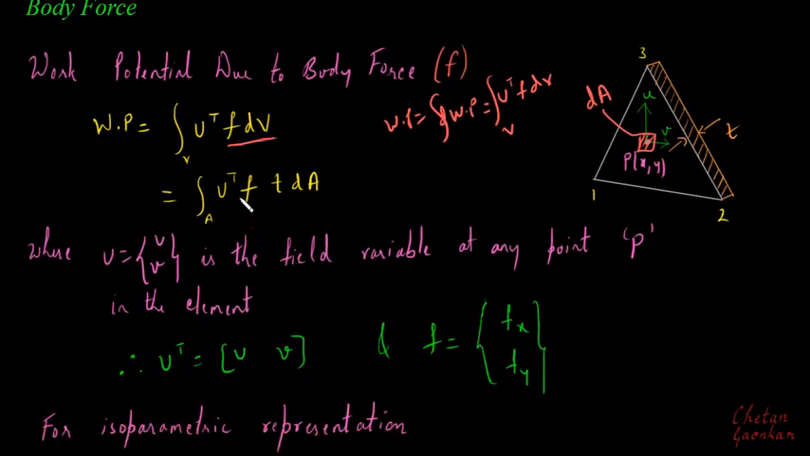And as we had seen, u is a field variable which is given as u and v, but here I will be taking the transpose of this u at any point, say p, in the element. So basically at this point we have considered it as u and v. In fact, this should be v and this should be u, because u is the displacement in x direction and v is the displacement in y direction. So this is what I get now.